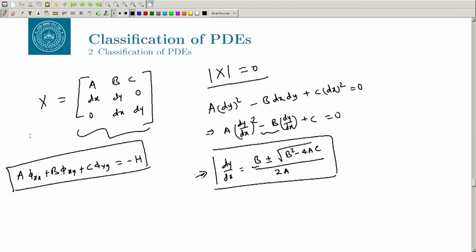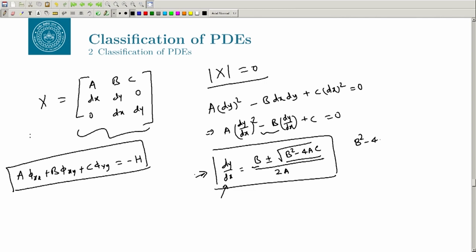Now, in order to find out where the characteristic lines are present, we need to see whether the solution of this dy/dx is real or imaginary. If it is real, then the solutions exist, that means you have characteristic lines. And if you have the imaginary solution, or b square minus 4ac less than 0, then you do not have characteristic line. So, let us look at this expression.